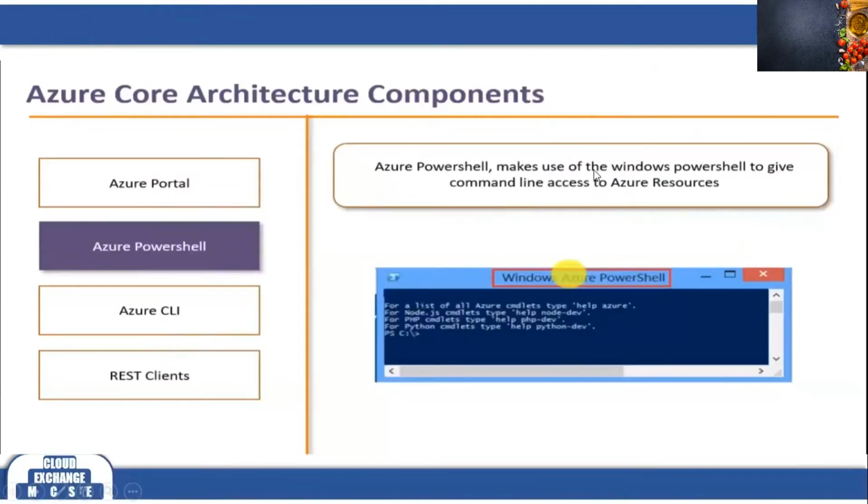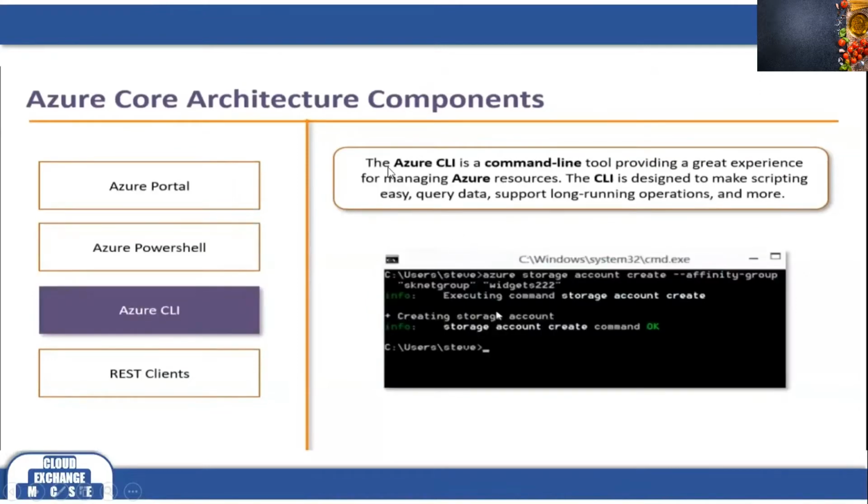So PowerShell script gives command line access to the Azure resources. If you want to check, if you want to delete, you can add. Through script, you can add, delete, guys. Now come to the next one, CLI. Azure CLI is a command line tool providing a great experience for managing the Azure resources. The CLI is designed to make scripting easy, query data, and support long running operations, guys.